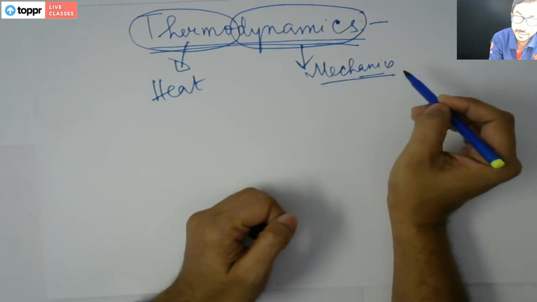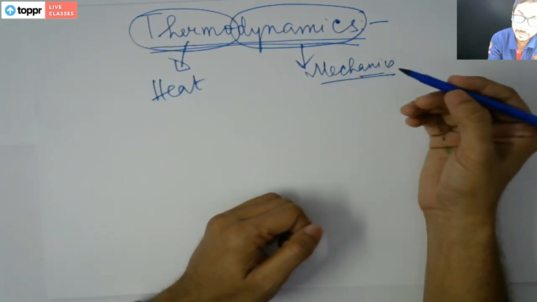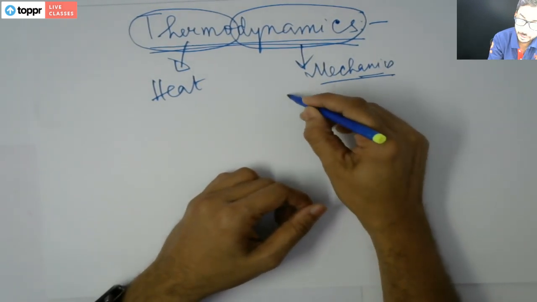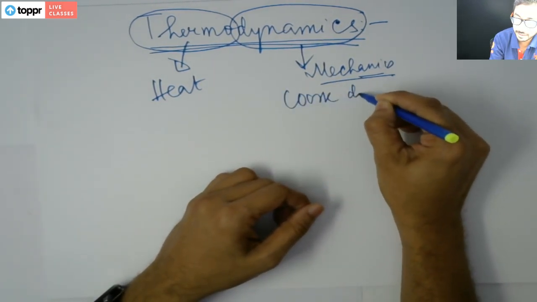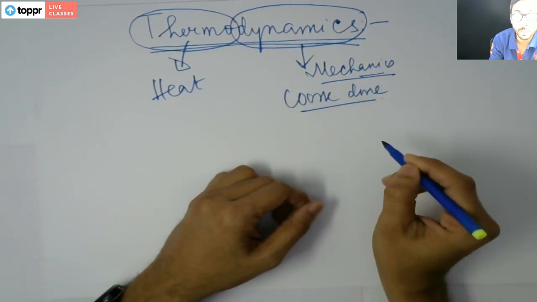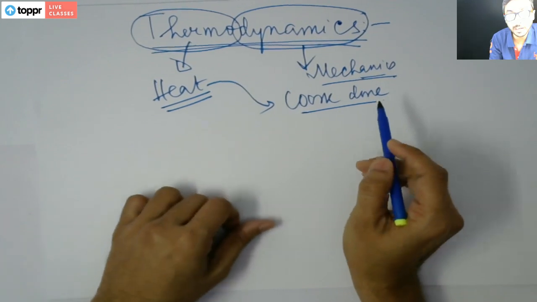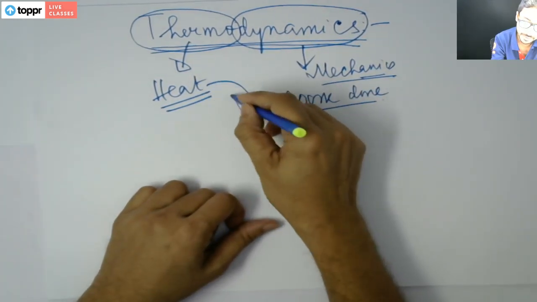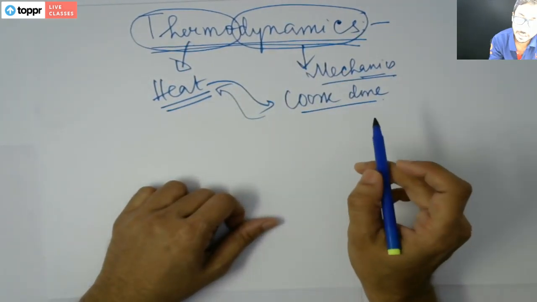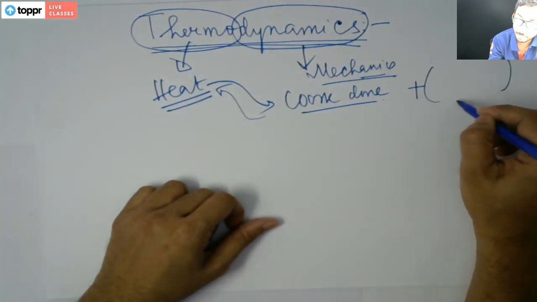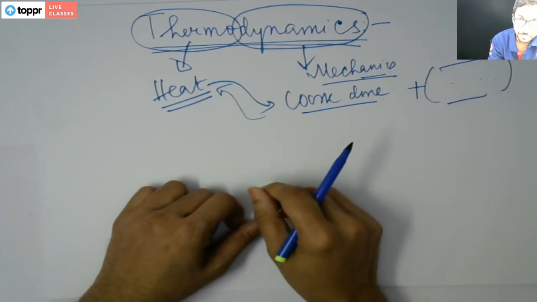And mechanics basically deals with what? Nothing but mechanical energy, right? Energy, work done. So here, basically, we will deal with work done, that is, how heat and work done are related, or vice versa, and if there is anything more in addition to it.